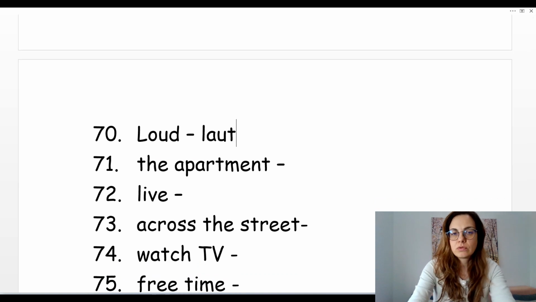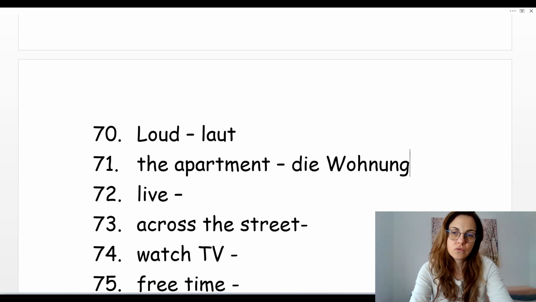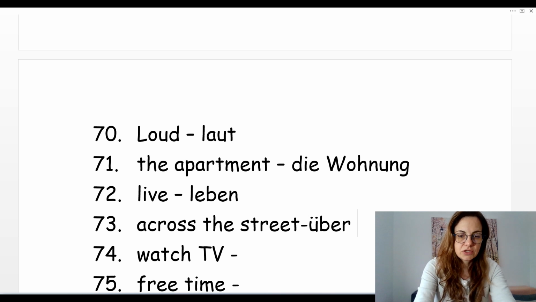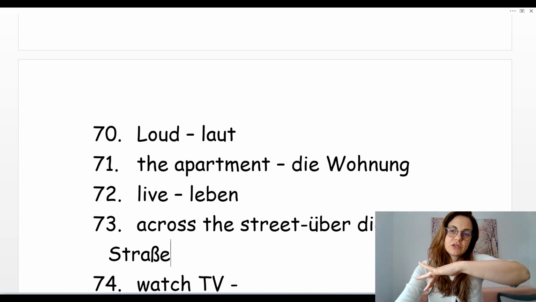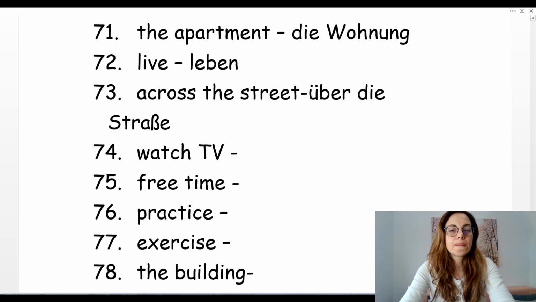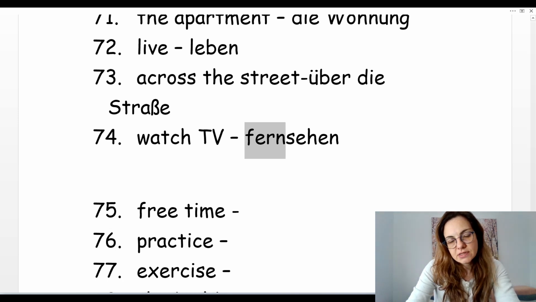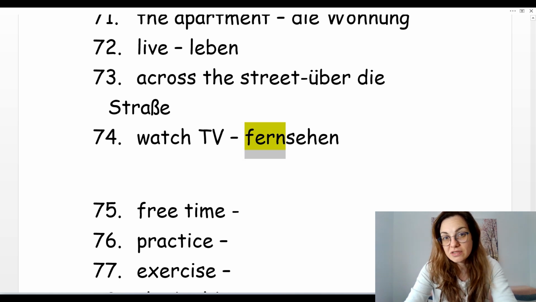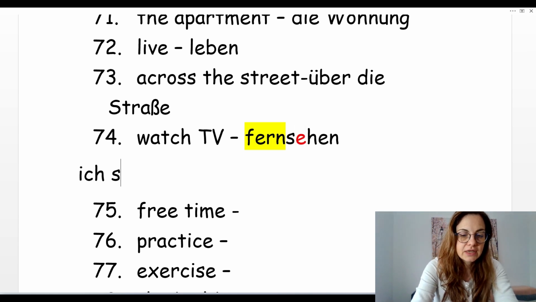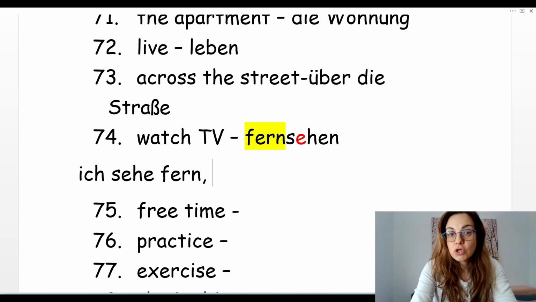Laut is loud. The apartment is die Wohnung. Leben. Across the street is über die Straße. Watch TV, fernsehen. This verb has a separable prefix, which is fern, and sehen is irregular. So I watch TV, ich sehe fern.